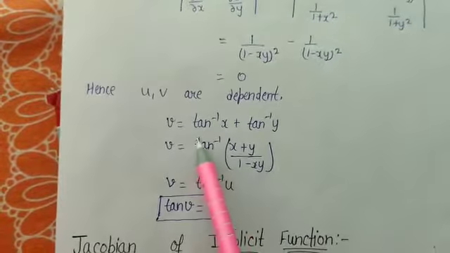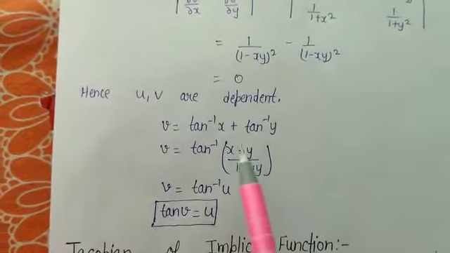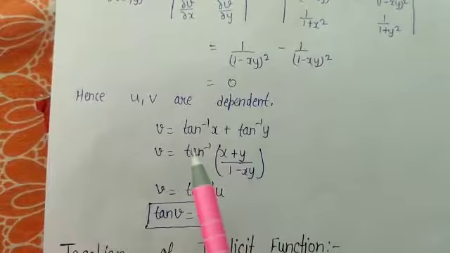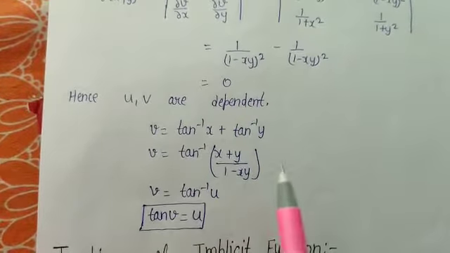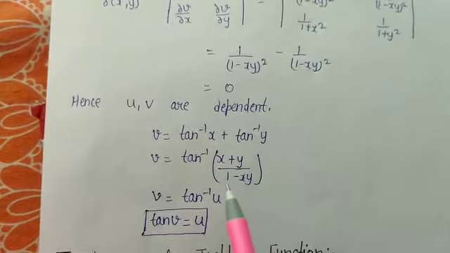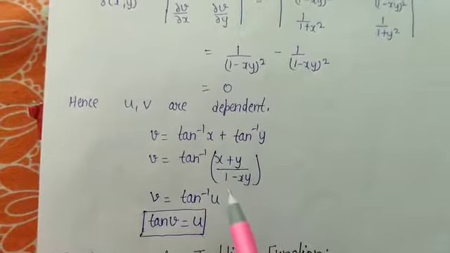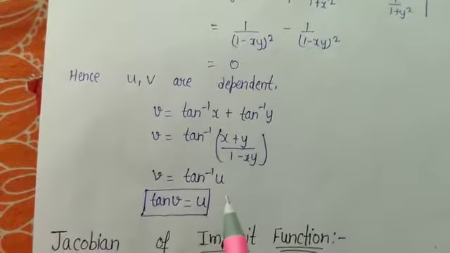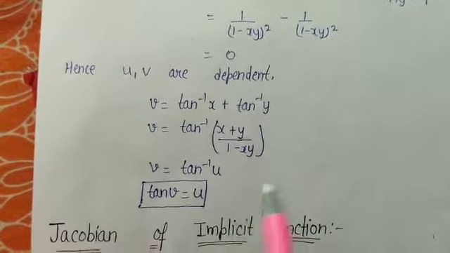We have given v is equal to tan inverse x plus tan inverse y. We know that tan inverse a plus tan inverse b is equal to tan inverse of a plus b by 1 minus ab, and x plus y by 1 minus xy is given as u. So put x plus y by 1 minus xy equal to u. So we get a relation between u and v, that is tan v is equal to u.